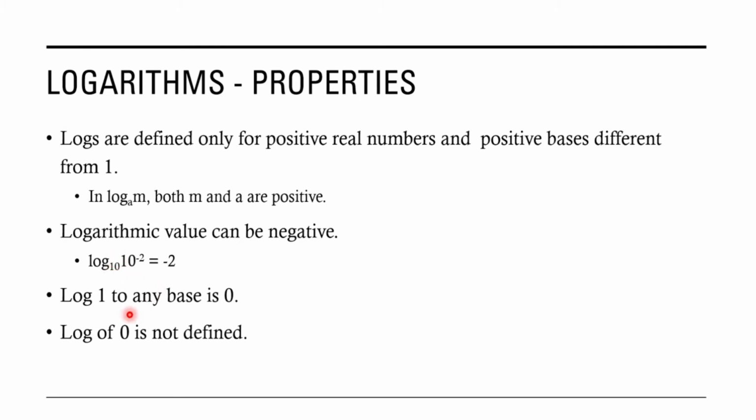They are always positive. The next property is log 1 to any base is 0. We have discussed this in the previous video itself. So, log 1 to any base is 0. And the next property is log of 0 is not defined. We have to be very careful. You have to remember this, log of 0 is not at all defined.